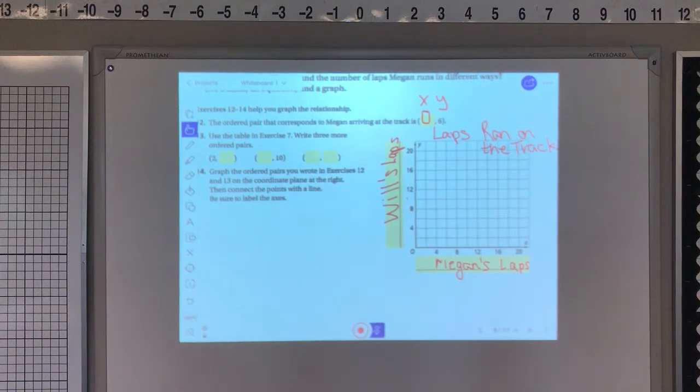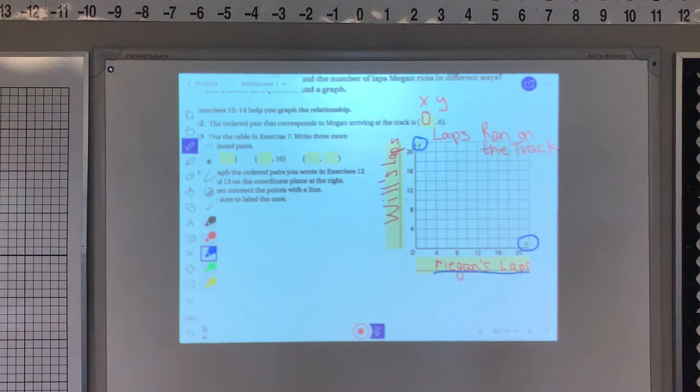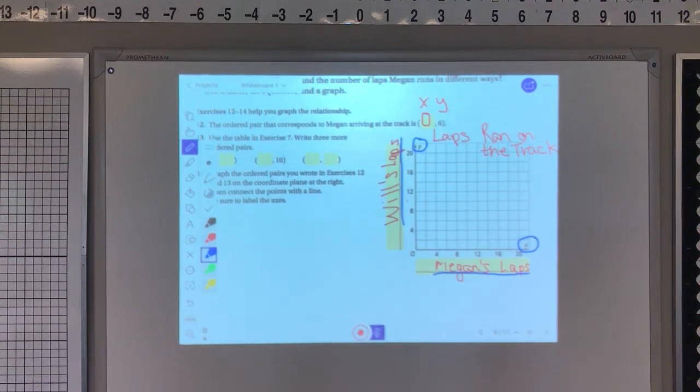sure you label your x-axis, which is the one down here on the bottom. It's your horizontal axis, right here, okay? And your y-axis, which is your vertical axis, okay? So here my label is Megan's laps for my x, and Will's laps is y. And remember, they told us that by looking right up here at this ordered pair. This is the ordered pair that corresponds to Megan arriving at the track is blank, 6. So that 6 is representing Will, who already ran the 6 laps when Megan shows up and hasn't ran any.